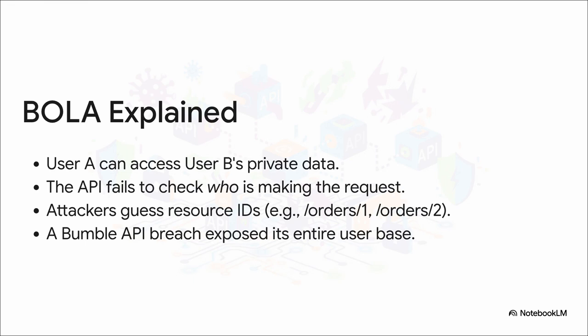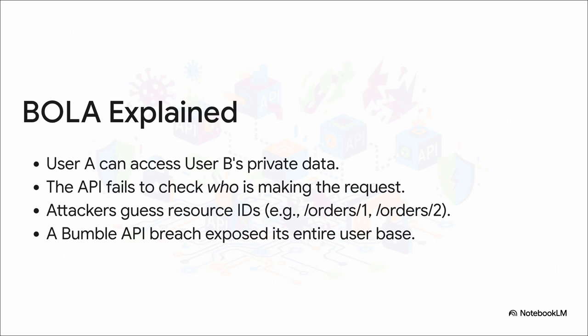The fix requires a total mind shift. You have to stop asking, is this a valid user, and start asking, does this specific user have permission to see this specific piece of data? Without that second check, a hacker just logs into their own account, asks for order number 123, and then just changes the number to 124 in the request to get someone else's info.